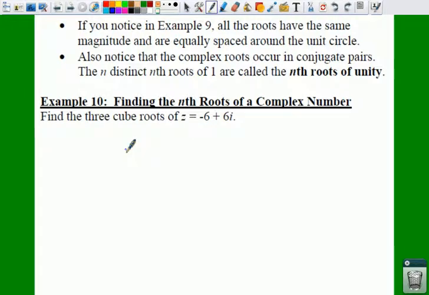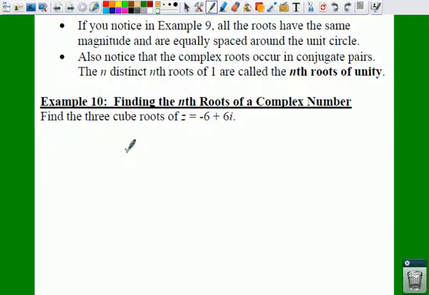Example we're going to do here is going to be example 10. And back in example 9, all of our roots had the same magnitude, because they all had a magnitude of 1, and obliquely spaced about the unit circle if you were to draw them out. We have to also look at complex roots that may occur in pairs.